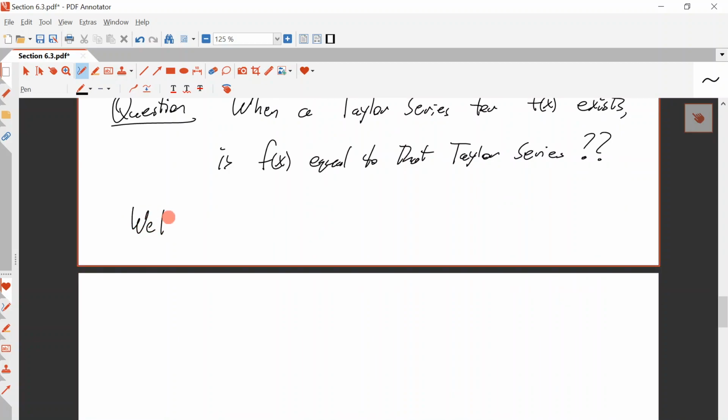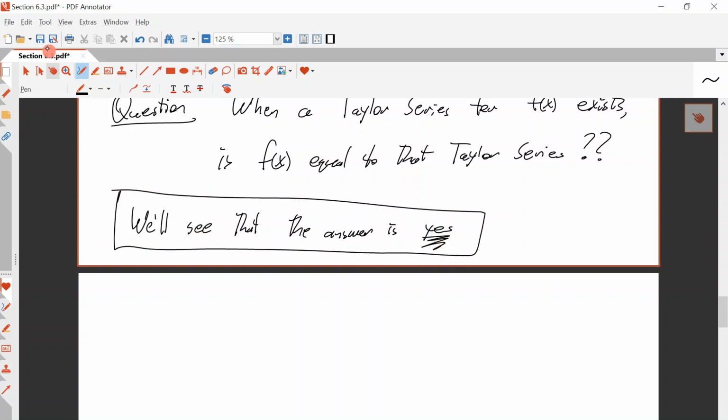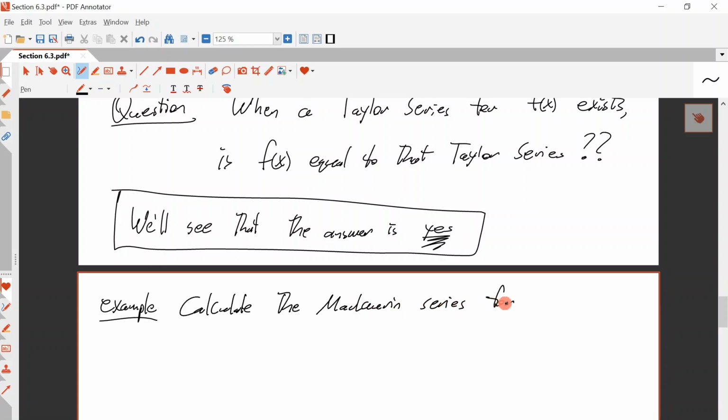So we'll see that the answer is yes. Usually. Especially for these really nice functions that we like to deal with. So, for example, calculate the Maclaurin series for cosine of x.